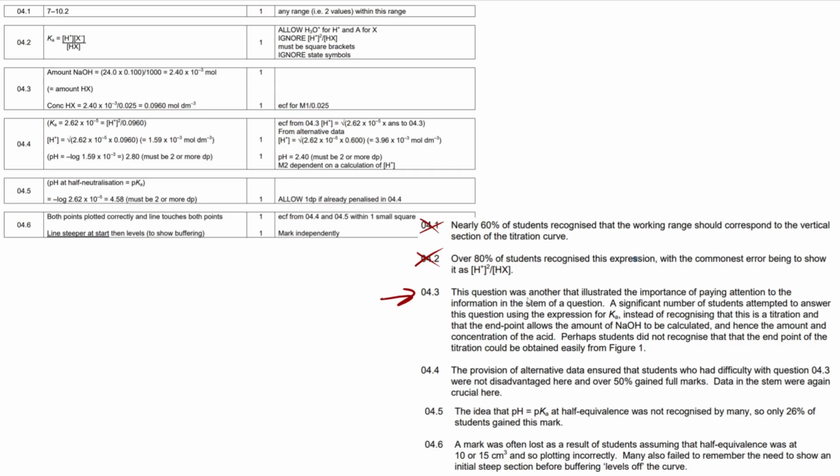This question was another that illustrated the importance of paying attention to the information in the stem of a question. A significant number of students attempted to answer this question using the expression for Ka instead of recognizing that this is a titration, and that the endpoint allows the amount of sodium hydroxide to be calculated and hence the amount and concentration of the acid. Perhaps students did not recognize that the endpoint of the titration could be obtained easily from figure 1.